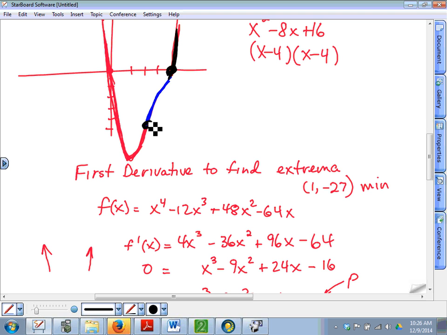How do you find the inflection points? Second derivative, you set the second derivative equal to 0. Are we good at polynomials?